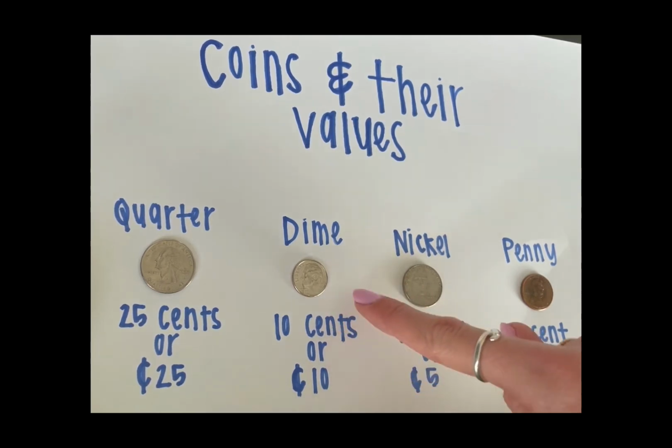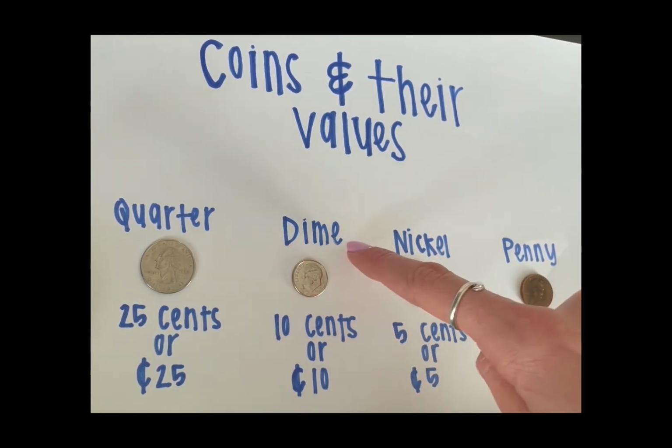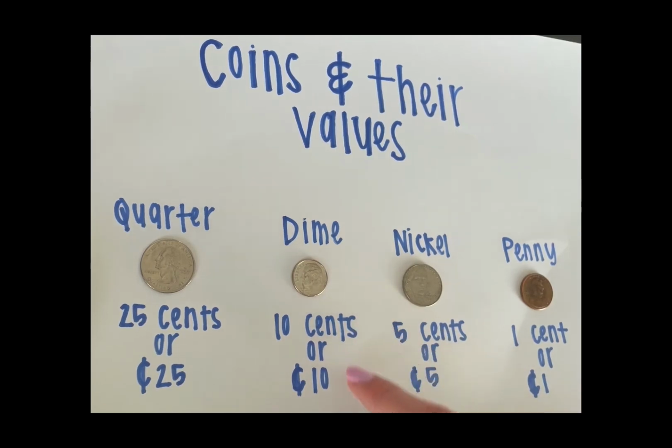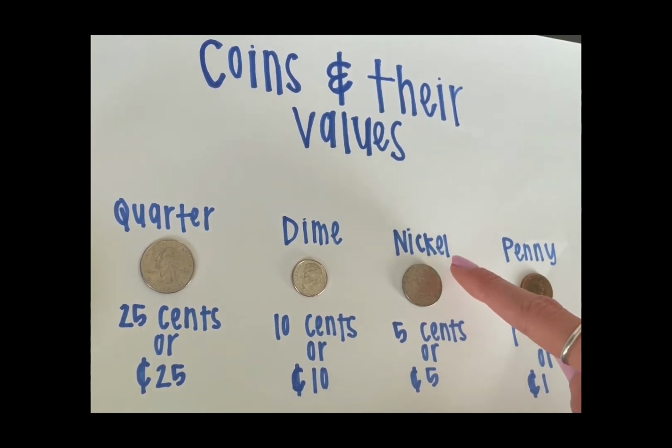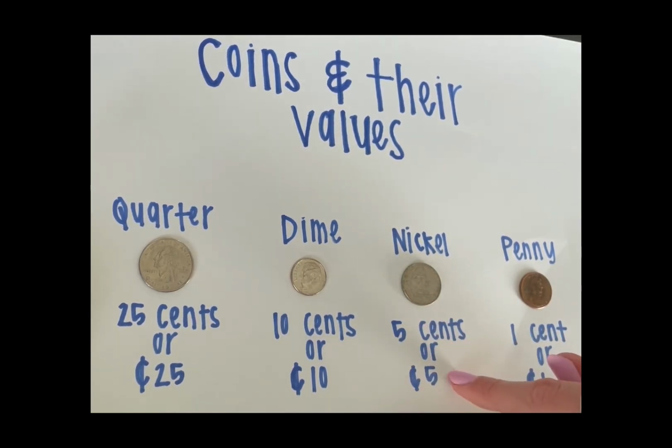This is our dime. It is worth 10 cents. This is how you would write out dime. This is what it looks like. And this is how it would look if you wanted to write out 10 cents. Next is a nickel. Our nickel is worth 5 cents. This is how you'd write out nickel, and this is what it looks like. And this is what it would look like if you wanted to write out the value of a nickel.